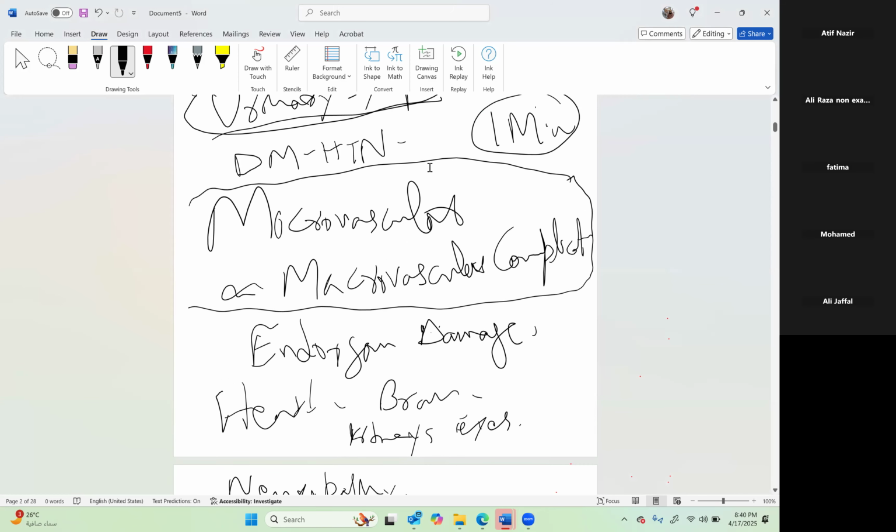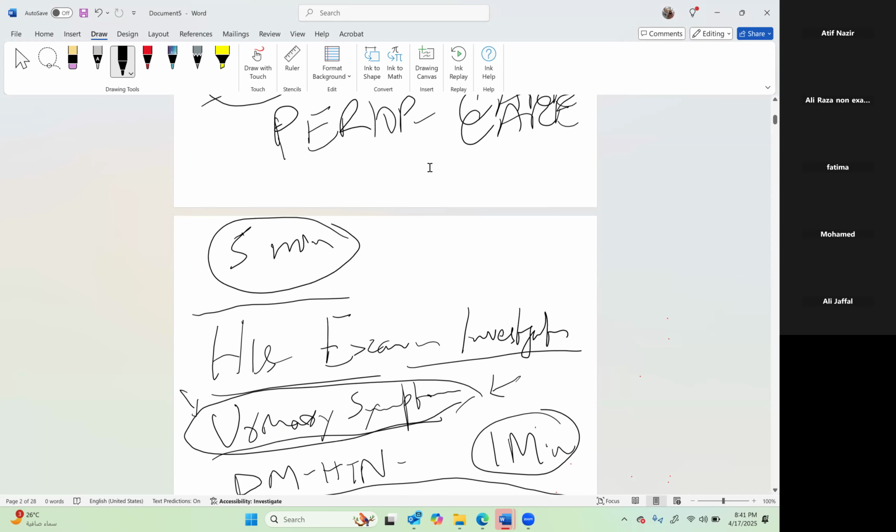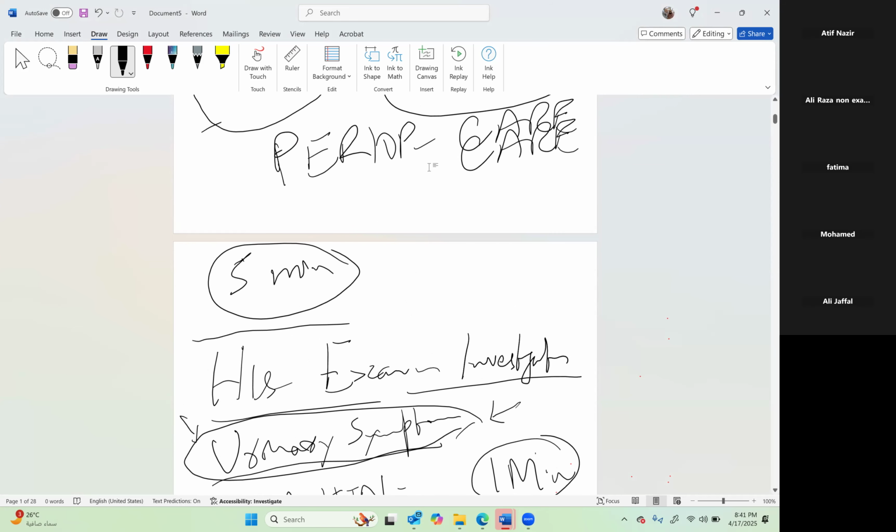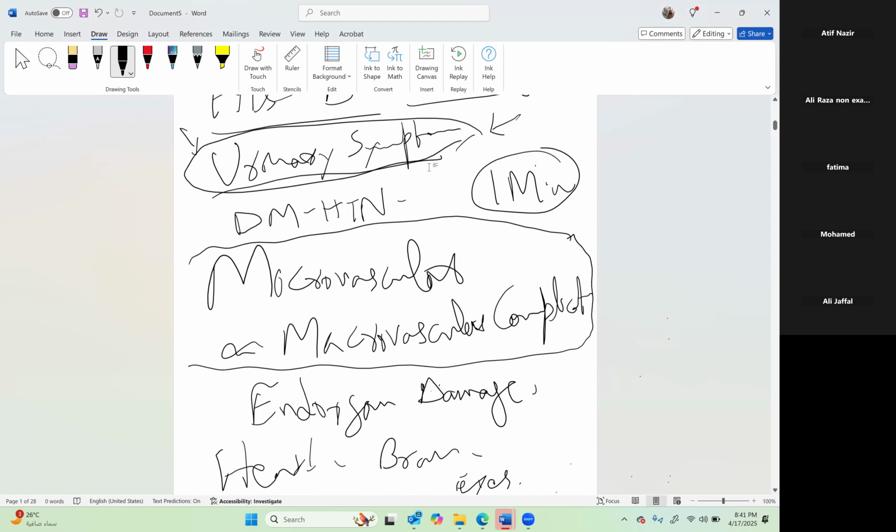A diabetic hypertensive 80-year-old patient presented for TURP surgery. How will you evaluate? The first question is, how will you evaluate this patient?